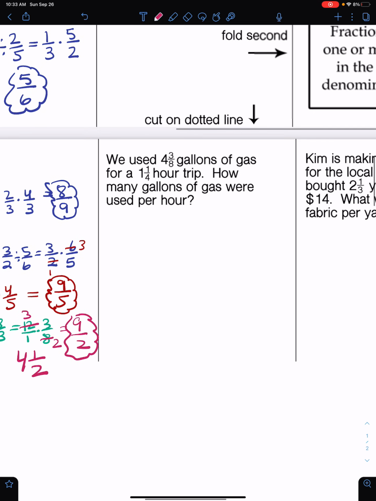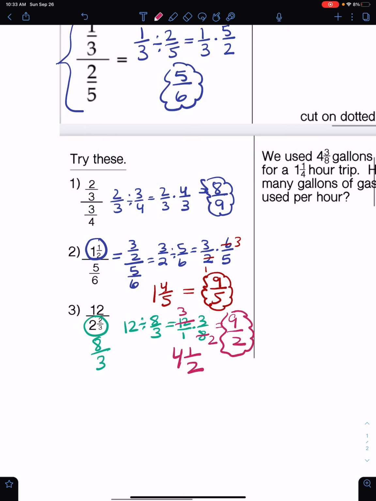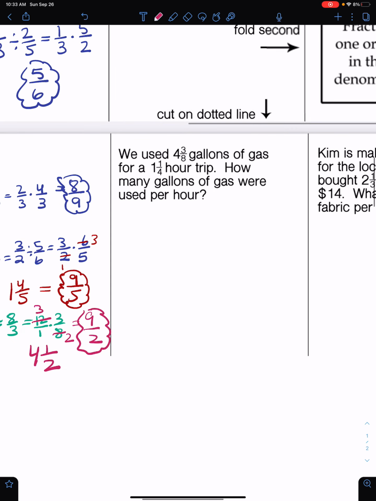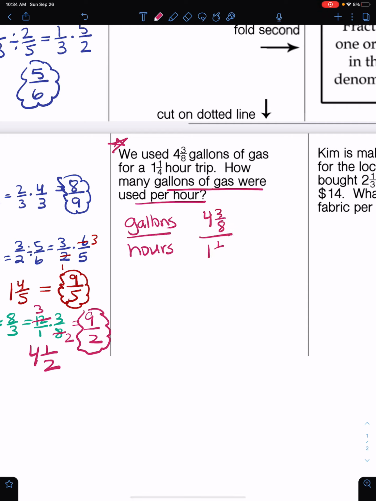So I can use these complex fractions when I'm doing rates that involve fractions. So let's look at a couple examples here. It says we used 4 3/8 gallons of gas for a 1 1/4 hour trip. How many gallons of gas were used per hour? It's very important to look at what they're asking. They're asking how many gallons per hour. So I want to represent gallons over hours because that's basically what they said in the problem. What are the gallons per hour? So that means I'm going to put the gallons in the numerator and the hours in the denominator.